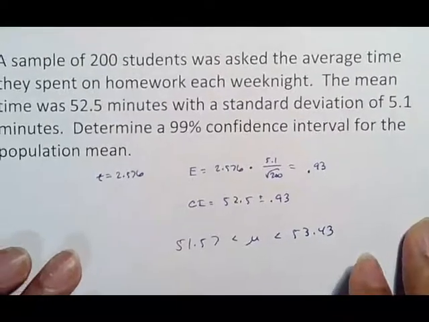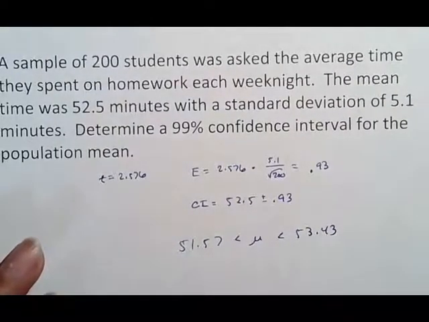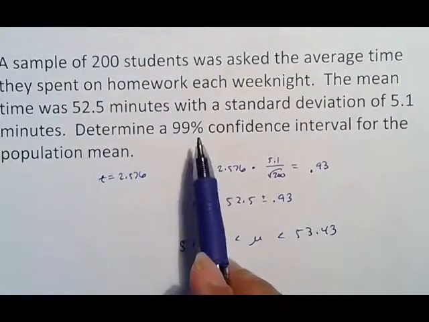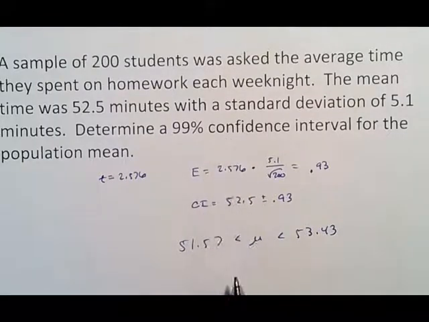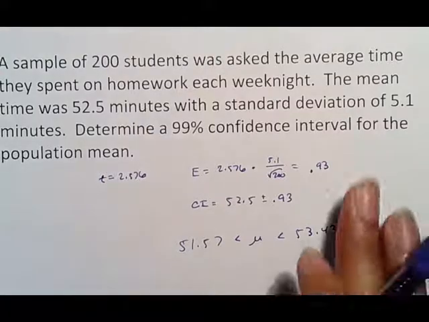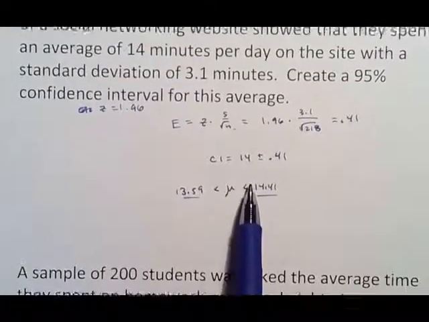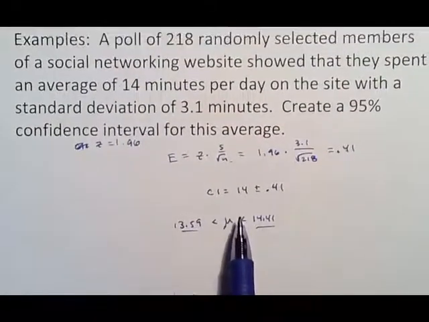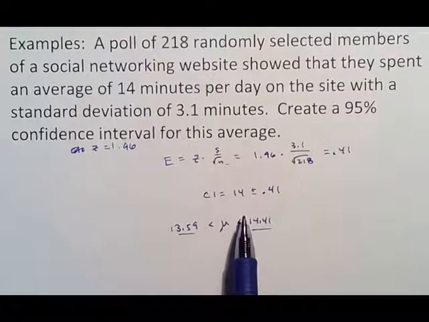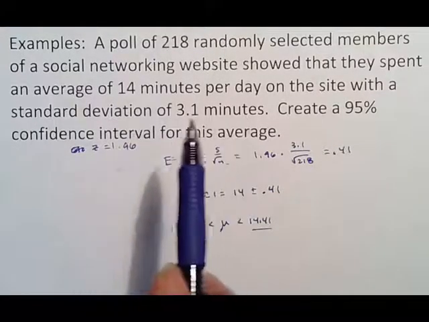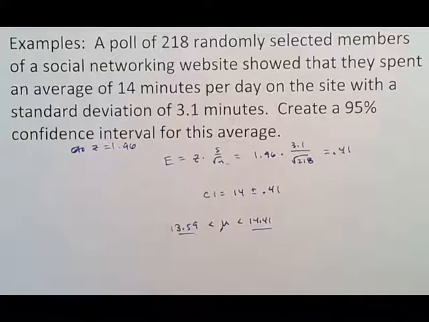And I'll explain now what this means. It means that we are 99% certain, confident, that students spend between these numbers here. The other one would say we are 95% certain that, talking about people who spend a certain number of minutes per day, people spend between 13.59 and 14.41 minutes per day on their website.